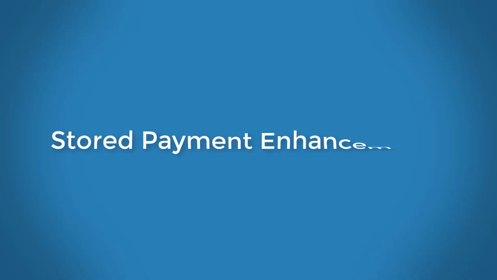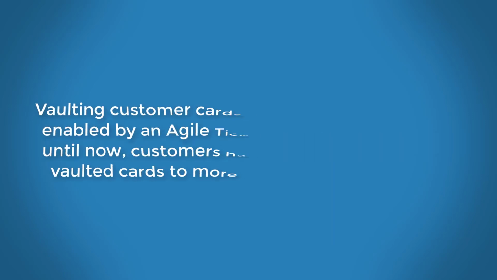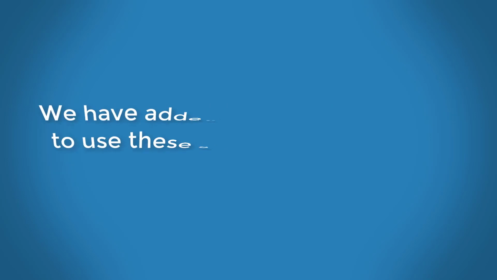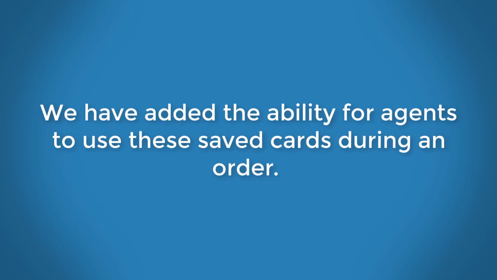The next enhancement on our list is the ability for agents to use a customer's stored payment method in the sales app. Vaulting customer cards is a feature that has to be enabled by an Agile Ticketing support agent. Up until now, customers have been able to use their vaulted cards to more quickly check out online. We have added the ability for agents to also use these saved cards during an order. Let's take a look.